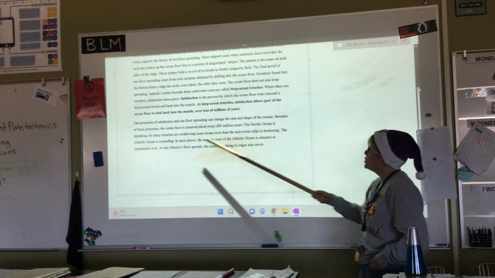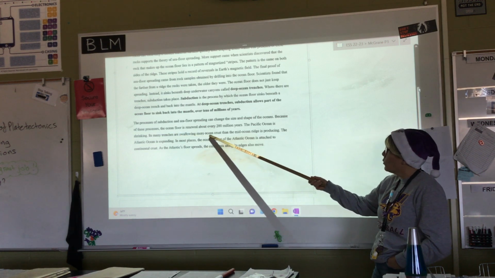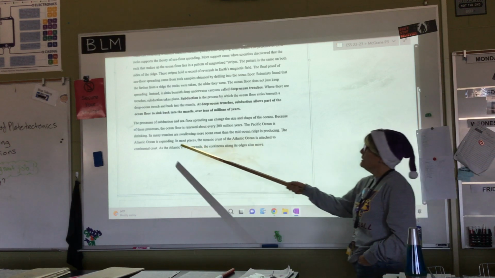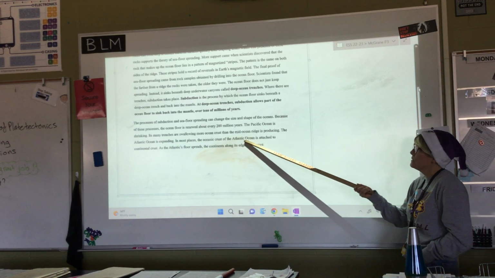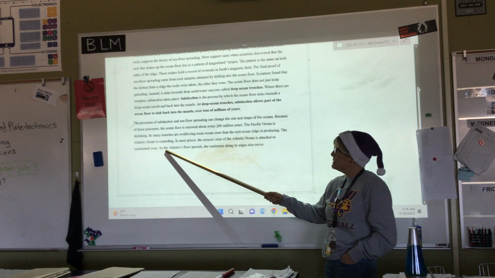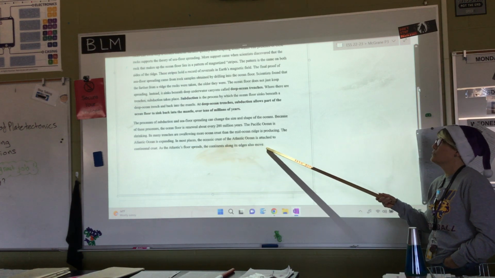The Pacific Ocean is shrinking. Its many trenches are swallowing more ocean crust than the mid-ocean ridge is producing. The Atlantic Ocean is expanding. In most places, the oceanic crust of the Atlantic Ocean is attached to continental crust. As the Atlantic floor spreads, the continents along its edge also move.